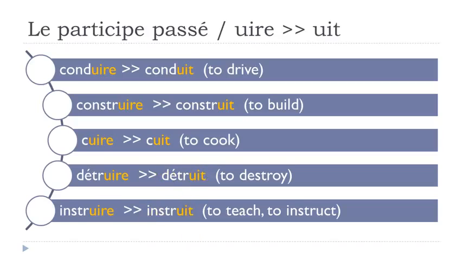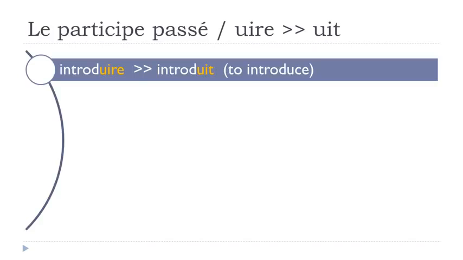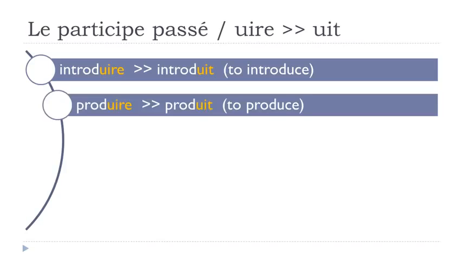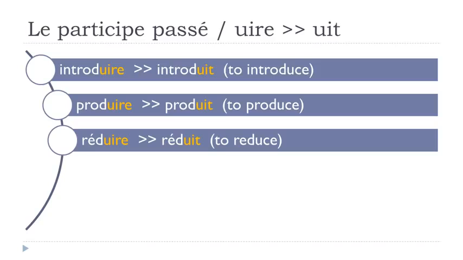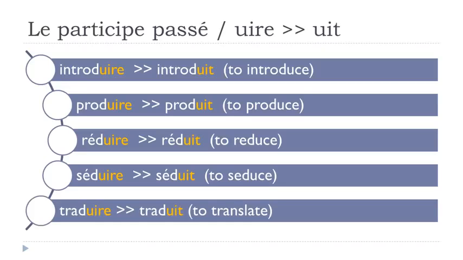A few more verbs. Introduire, introduit, produire, produit, réduire, réduit, séduire, séduit, traduire, traduit. The same rule, because basically it's the same group, and final t not pronounced, so introduit, produit, réduit, séduit, traduit.